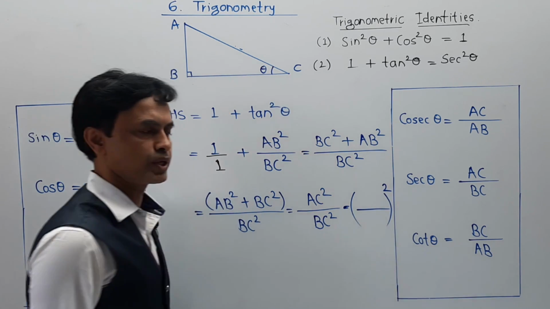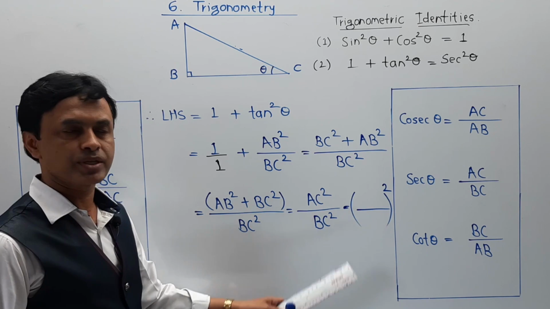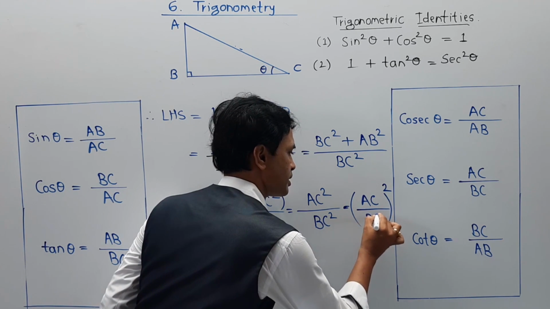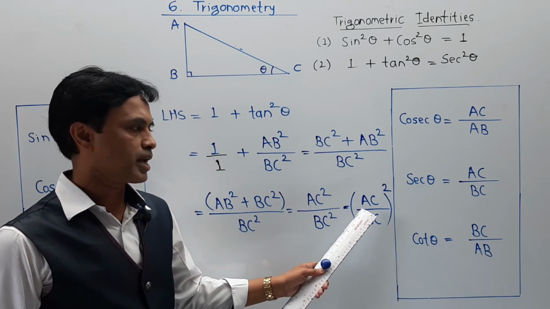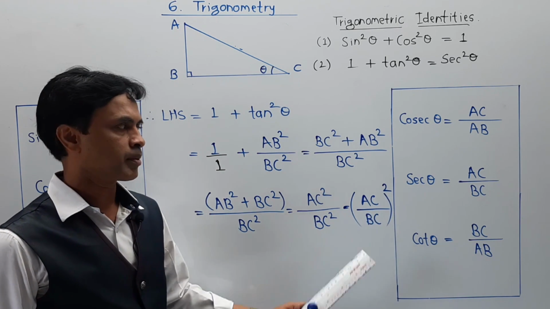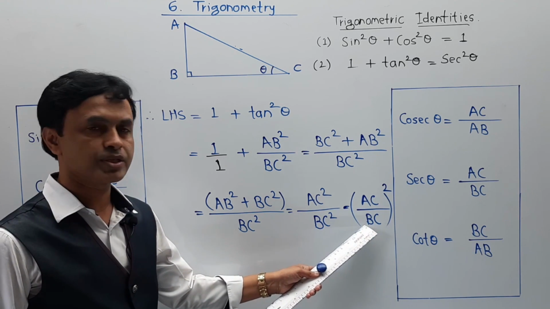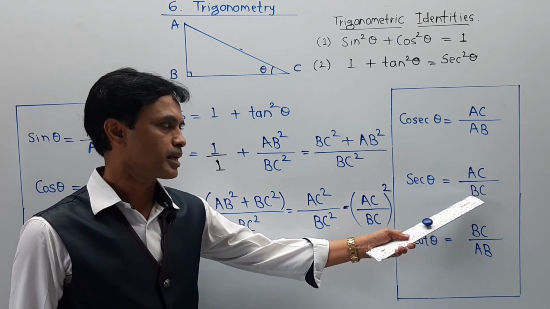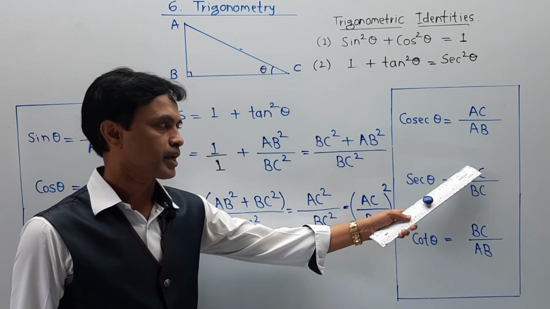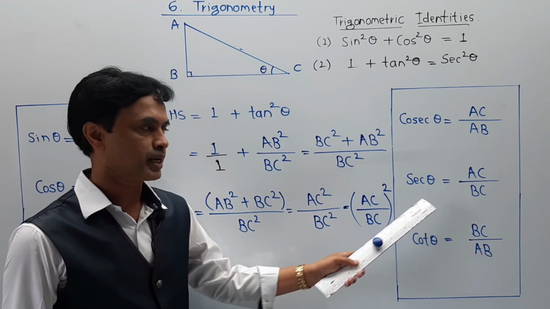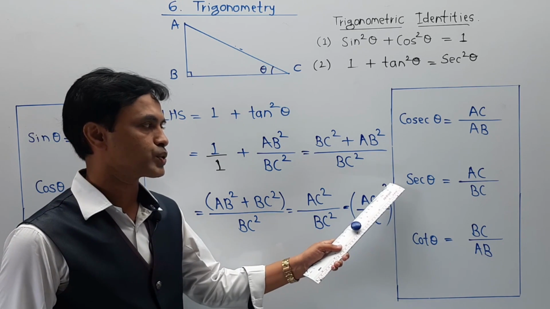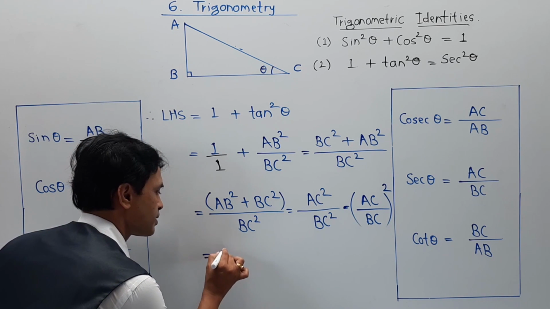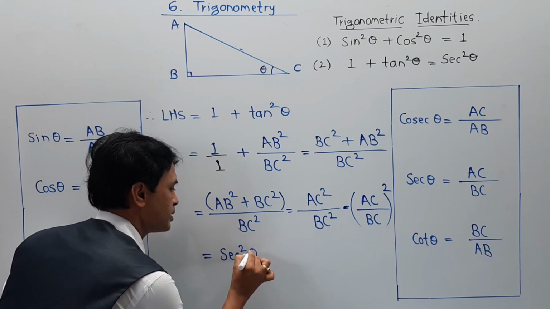So I am writing square over here. And AC square upon BC square can also be written as (AC upon BC) whole square. Now what is meant by AC upon BC as per this diagram? AC upon BC means sec theta. Naturally, (AC upon BC) square means sec square theta. So I am writing it over here as sec square theta.